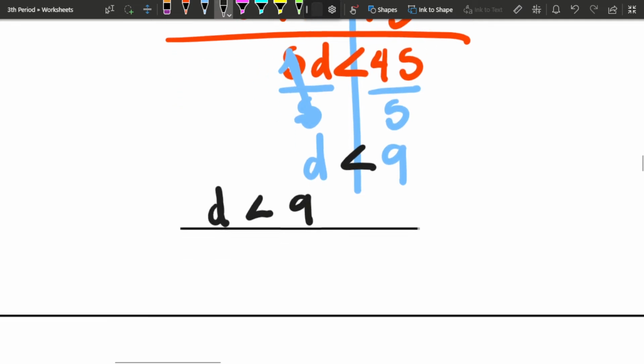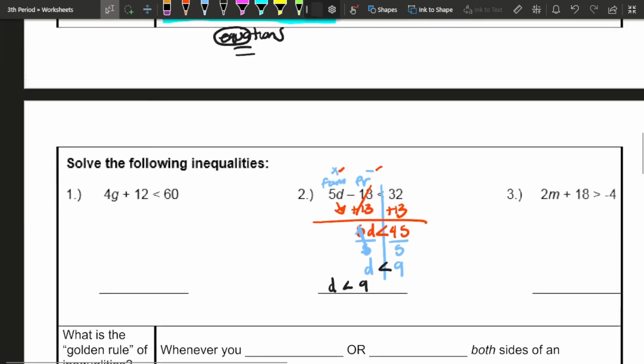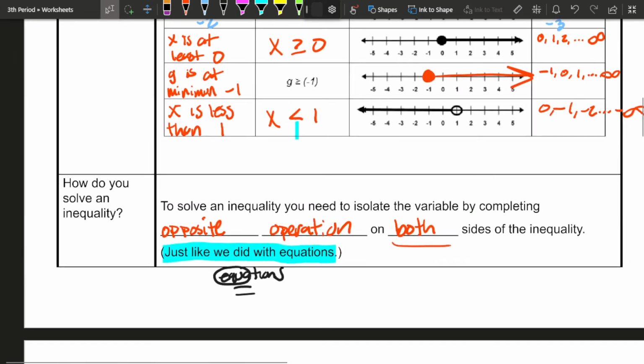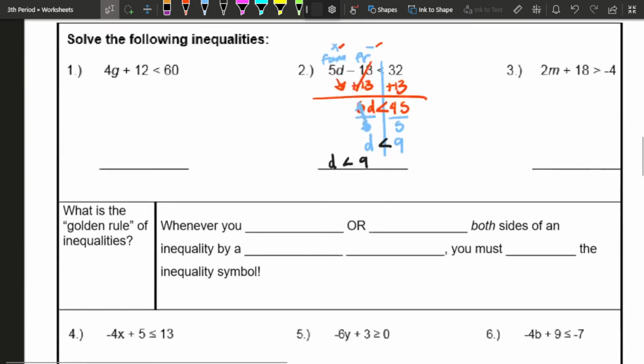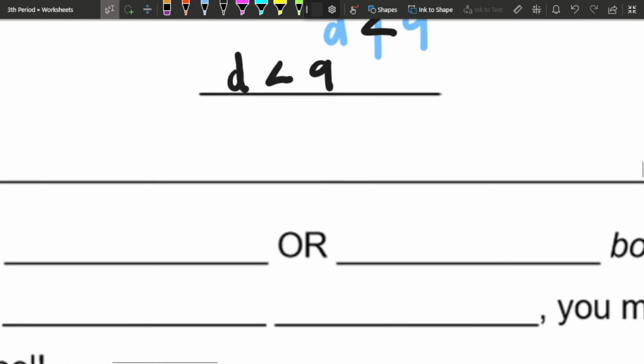And if I want to graph this, is it an open or closed circle? Open. Is it going to go to the right or to the left? To the left. So this is a really quick and simple, great way to graph it. Like if I ask you to graph it, this is all you have to do. You don't have to make the number line and all that. Let me show you a quick, super fast way to do this.